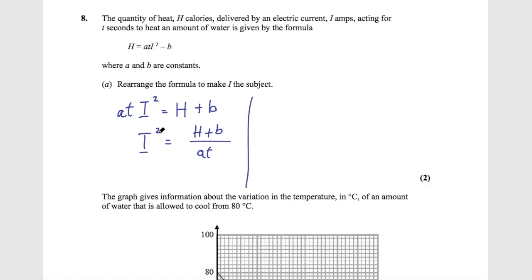And then I need to get rid of this square. So I'm doing the opposite of BIDMAS here. I'm doing the negative and then the division and then the exponent. So therefore I is going to equal the square root of H plus B over AT. And then I've made I the subject.